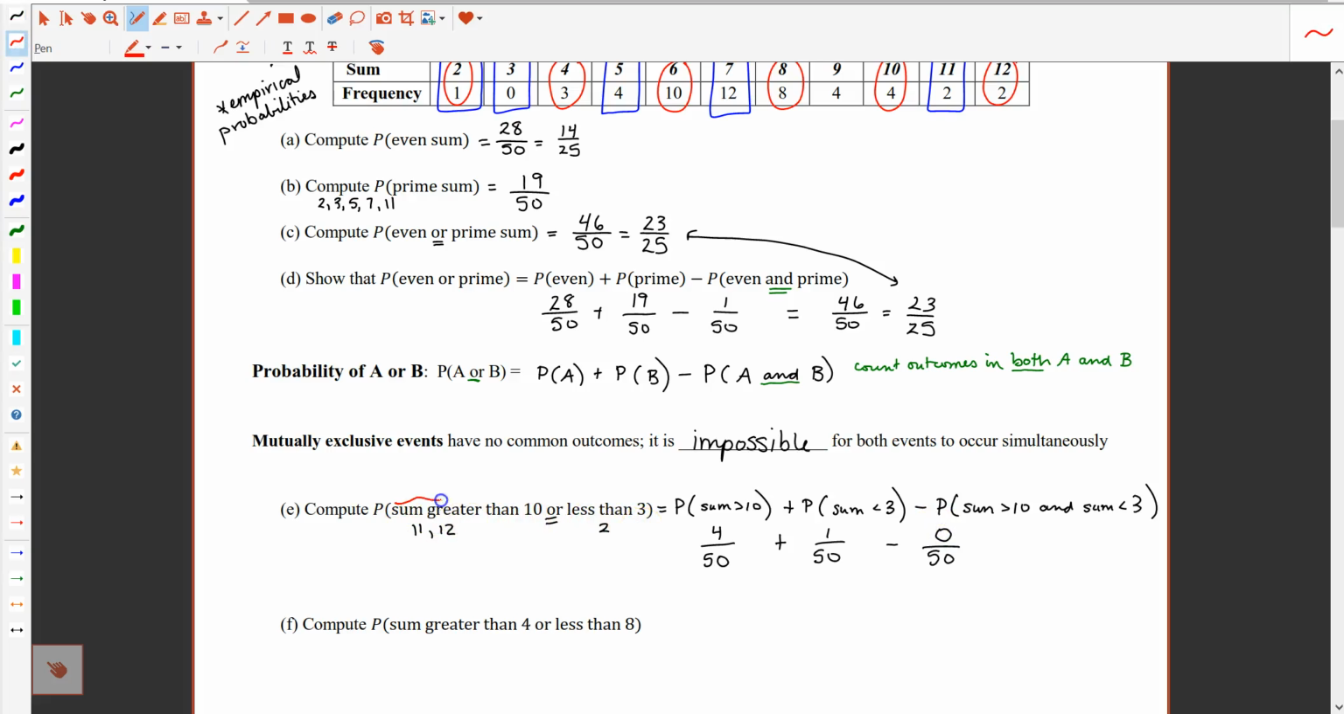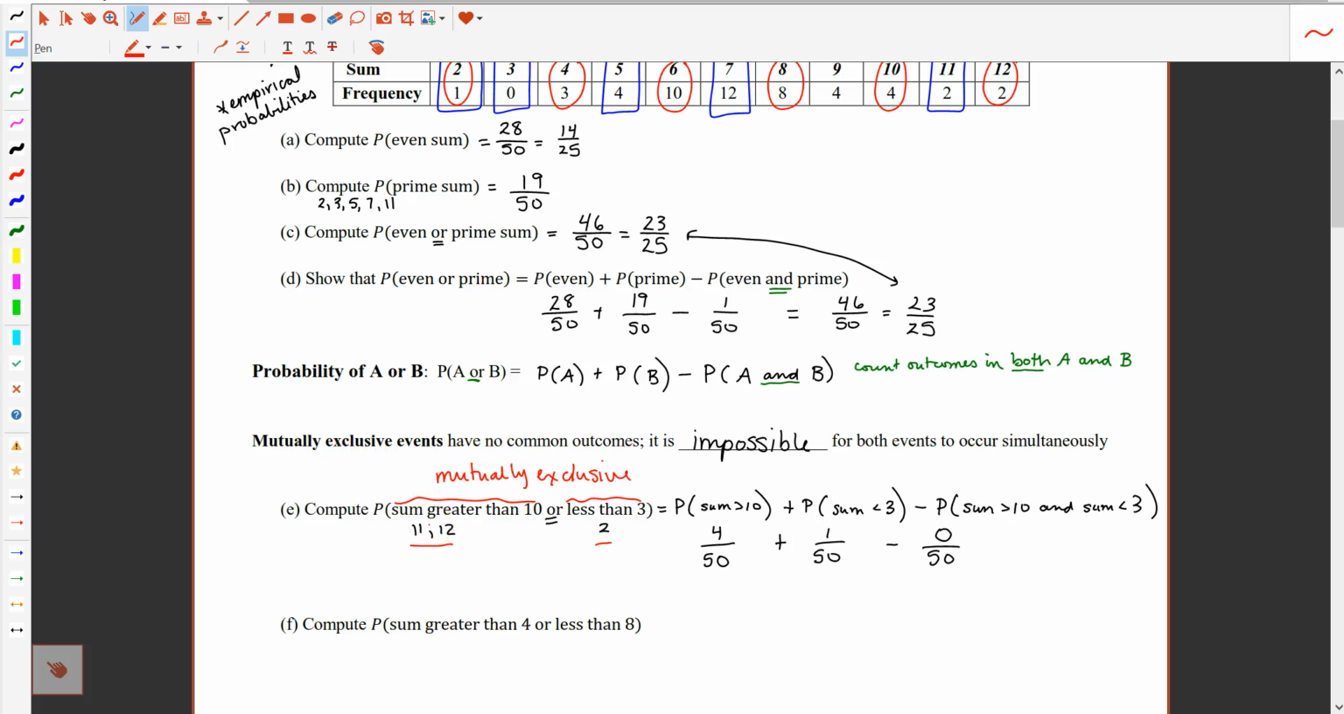These two events are considered to be mutually exclusive. Getting a sum greater than 10 and getting a sum less than 3 are mutually exclusive. If we look at the outcomes that satisfy the first one, they would be these outcomes. If we look at the outcomes that satisfy the second event, it would be these outcomes. Notice that there are no common outcomes. That's the definition of mutually exclusive.